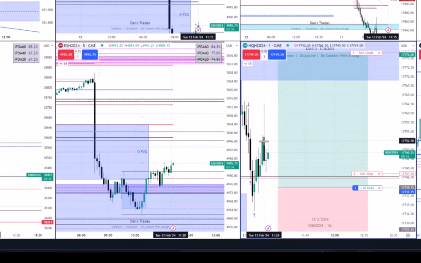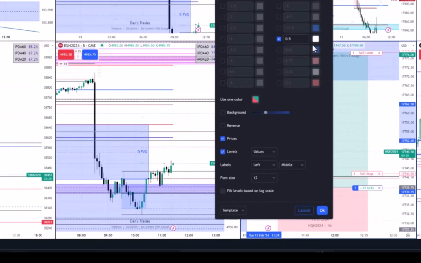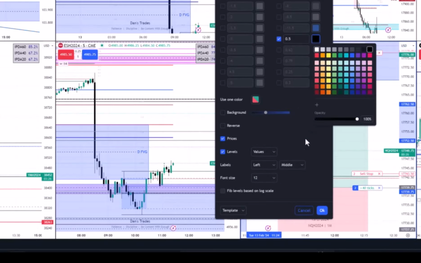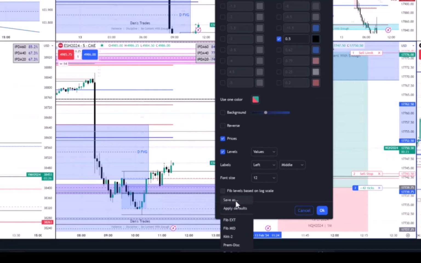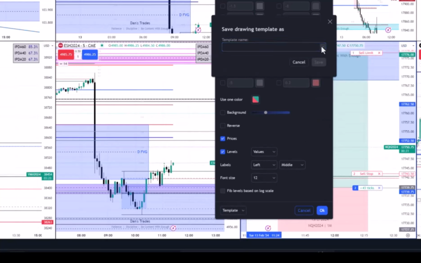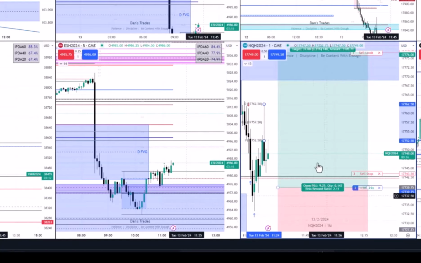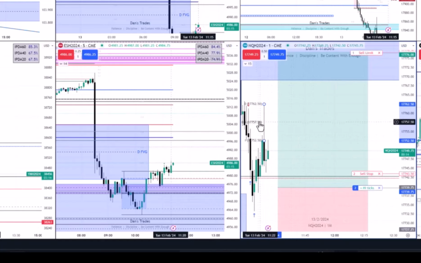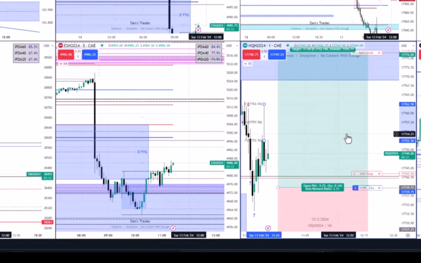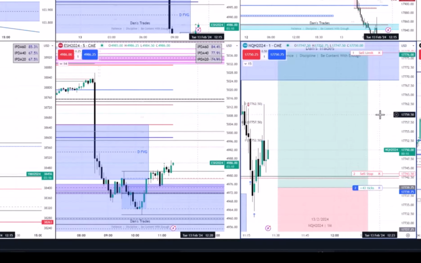Now I want to measure that wick. I want to see where the halfway point is of this wick, which is what we call consequent encroachment, or ICT calls it that. Make the line black so I can actually see it. It was white when I used to have a dark background. So I'll just change over my templates so I can see where the midpoint is there, 177.57. I want to see price get up to that and close above it for continued bullishness is what I'd like to see.